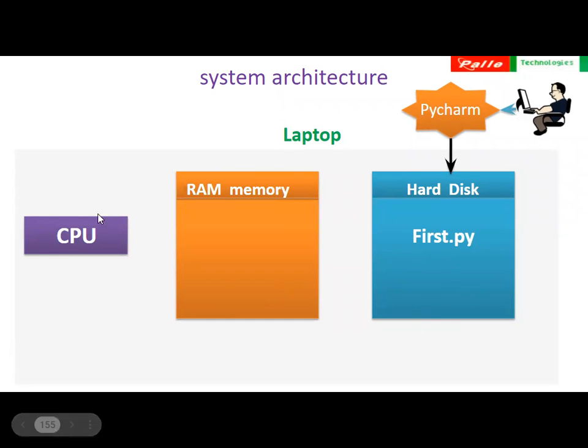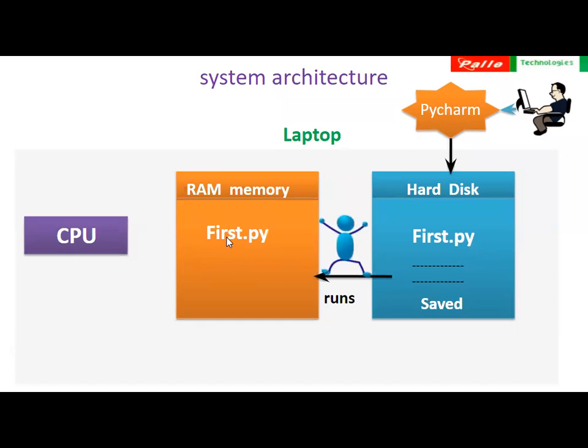Remember, the CPU is fast, so the CPU will execute the program faster. If I'm executing the code from hard disk, hard disk is slow memory, so it will take more time to execute. RAM memory is faster and CPU is faster. So if I want to execute the program faster, I have to load this data into RAM memory. Automatically the processor will load the file in RAM memory. When I run this program, this particular file will be loaded into RAM and executed inside the RAM. Is it clear?